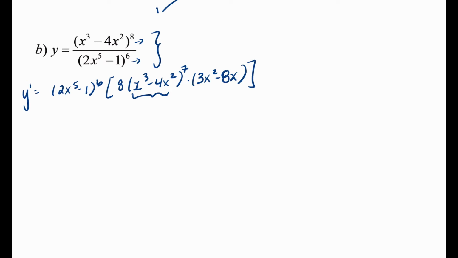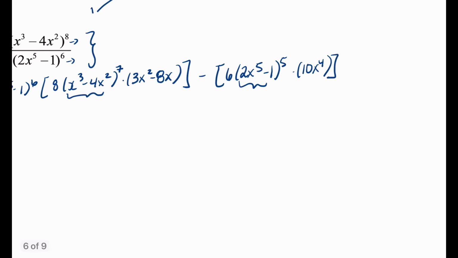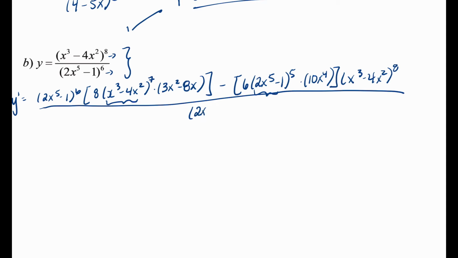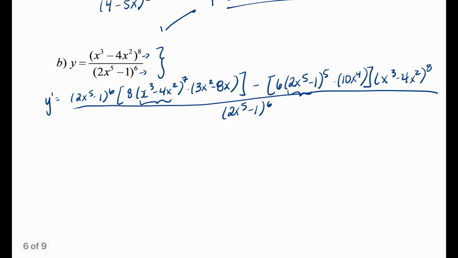So that's my first term. My second term would be the opposite. So it's my derivative of the bottom, which is 6 times (2x^5 - 1)^5 times the derivative of the inside of this, which would be 10x^4, times my top, which was (x^3 - 4x^2)^8. So that's my top. My bottom, I know, is (2x^5 - 1)^6. Now I have to start simplifying stuff.